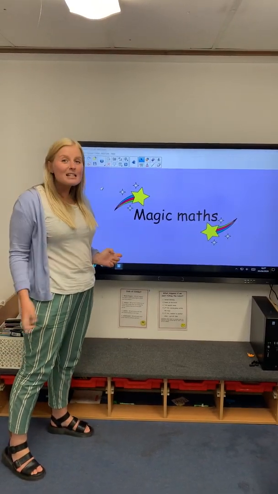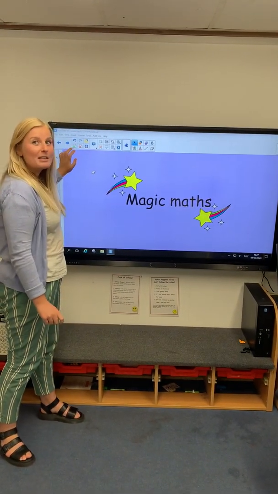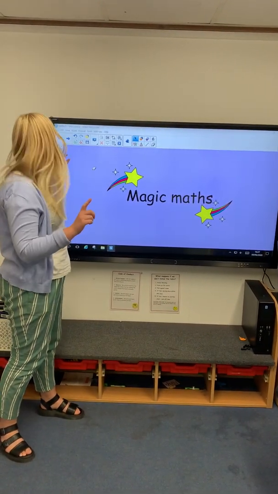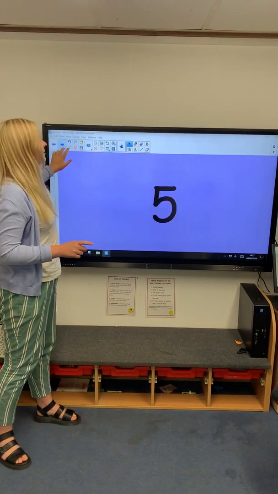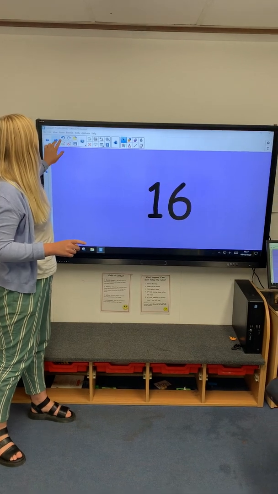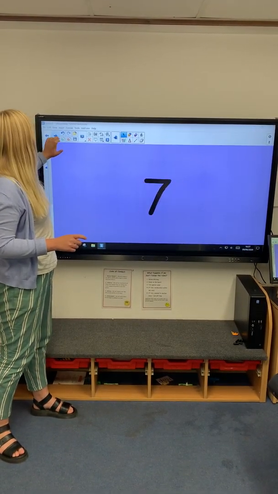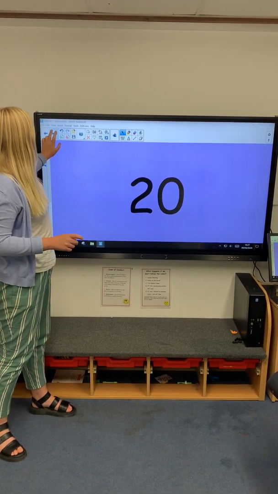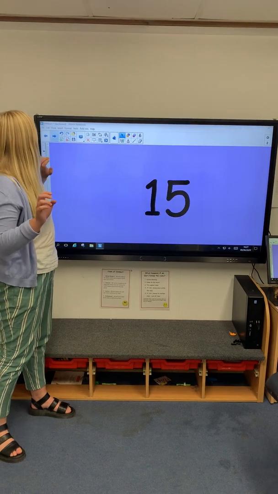We're going to get straight in and start with shouting out our numbers 0 to 20. Are you ready? Steady, go. Doing really well. See if you can make them on your fingers as well, if you've got enough fingers.